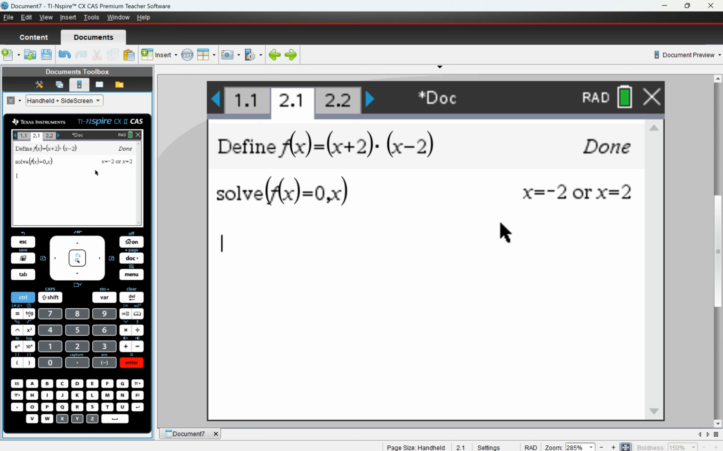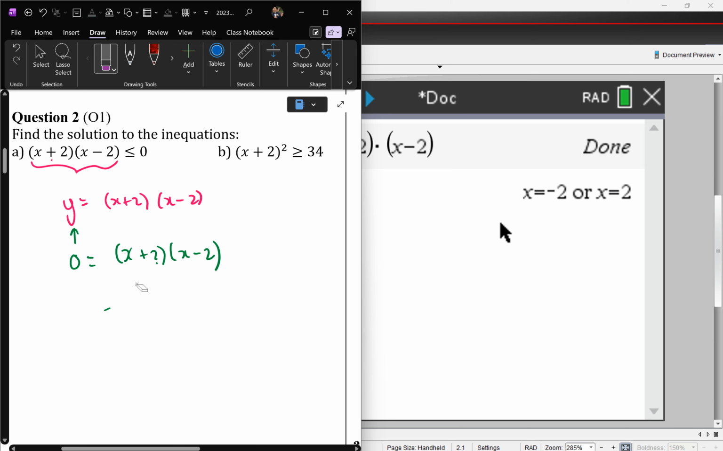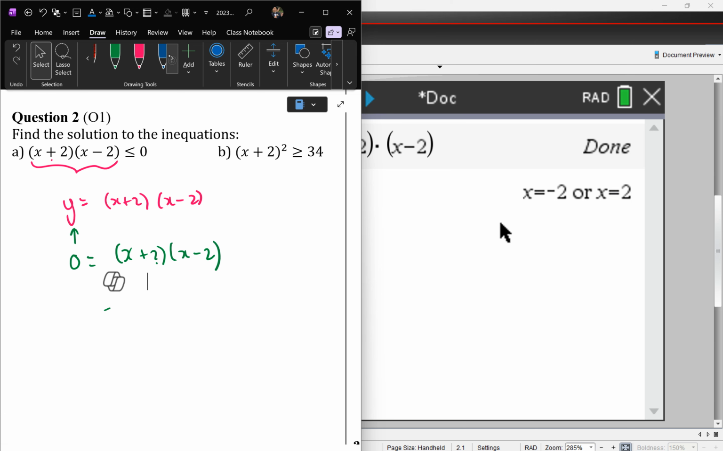Mathematically, it made sense because if you use null factor law in this step here, you would have got your answer that something times something has to equal 0. So one of them is 0, so x plus 2 could equal 0. Solving for that, you get -2. This one could equal 0. If you add 2 on both sides, you get 2. So mathematically, yes, that is true.